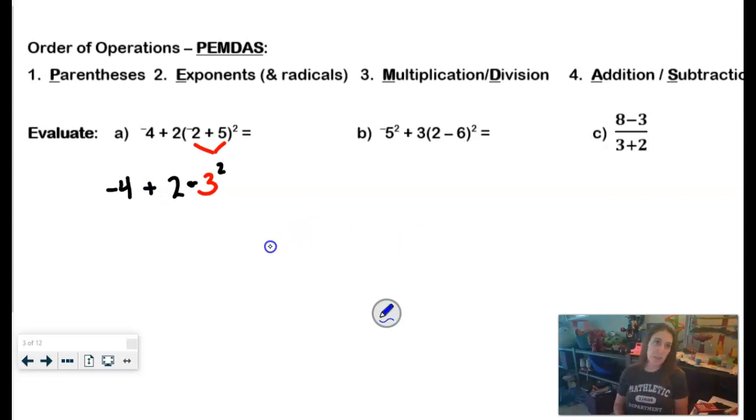So the next thing we'd have to do in order of operations would be your exponent. So right here, we've got 3 to the 2nd power, better known as 9. And then there's still that 2 in front of that.